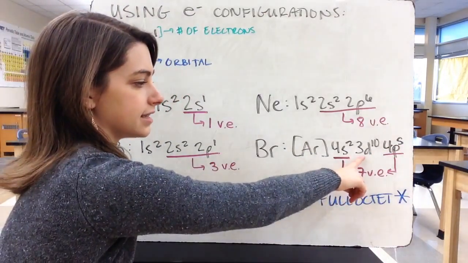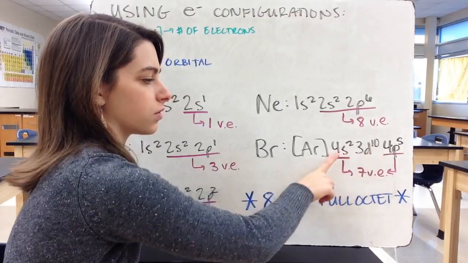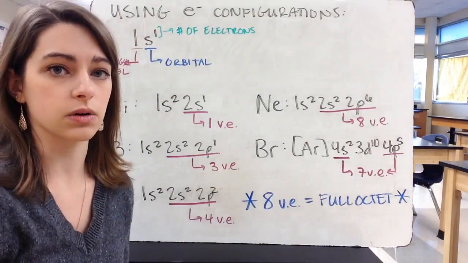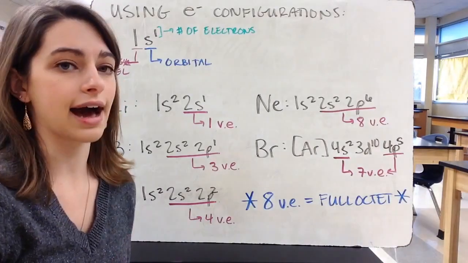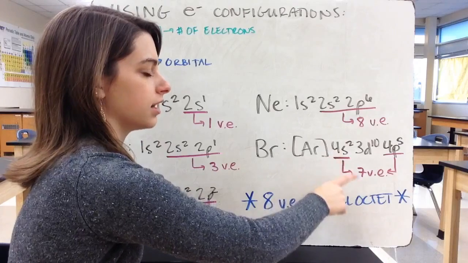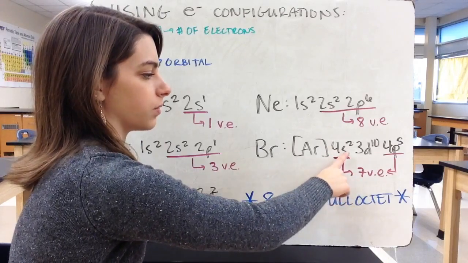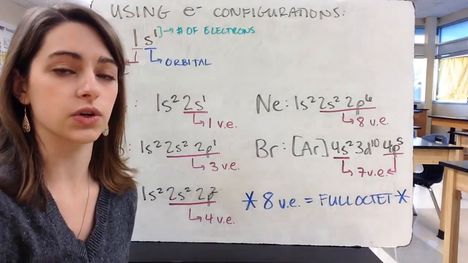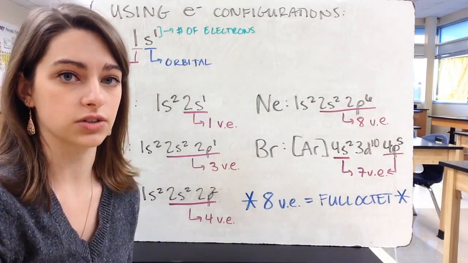The 3ds, even though they're written in between the 4s and the 4p, are a lower energy level. 3 is lower than 4. We're looking for the highest energy level number. In this case, it's 4, and we have to remember that it's both the electrons in the s orbital and the electrons in the p orbital, for a total of 7 valence electrons.